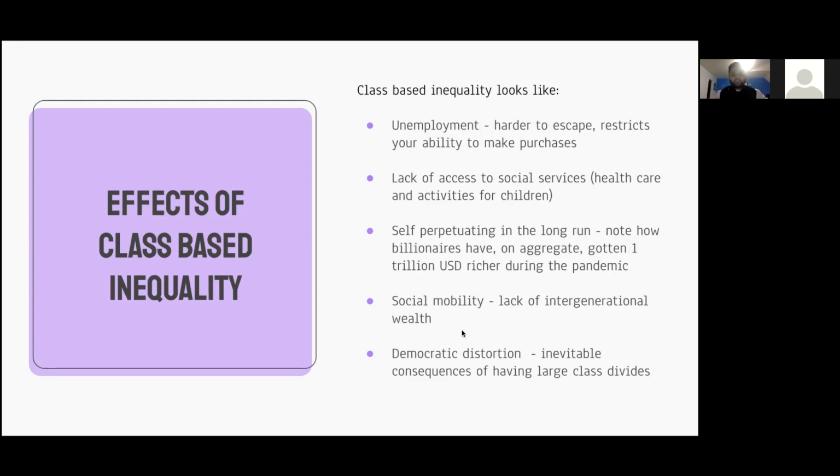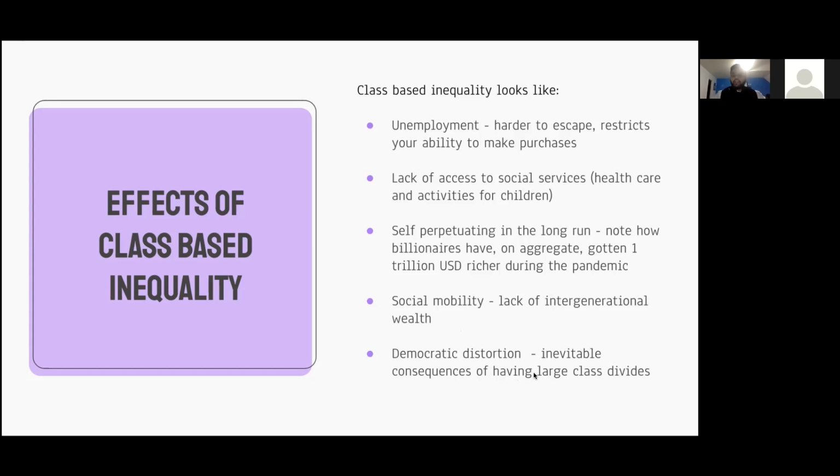Four, there's a lack of social mobility that leads to class-based inequality, because in wealthier families, people are able to consistently pass down more and more assets and as a result accumulate wealth, while the lack of ability to meaningfully have enough disposable income to accumulate that wealth means that ability does not really exist in the long term as well. And there's also democratic distortion.